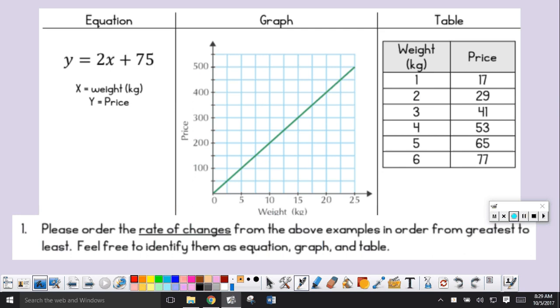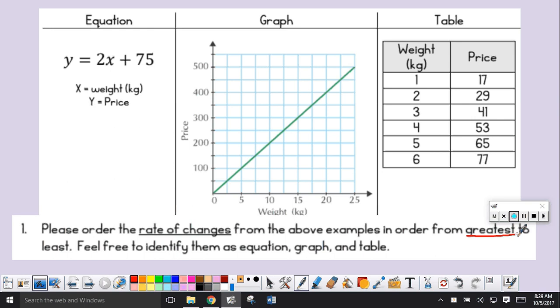So I've given you an equation, y equals 2x plus 75, where x is the weight in kilograms and y is the price. I've given you a graph that also has the same x and y values, weight in kilograms, price is the y values, and then a table that has the same x and y values. Weight is kilograms, price is the y value. Okay? And I ask you to please order the rates of changes from the above examples in order from greatest to least. Make sure you read that correctly.